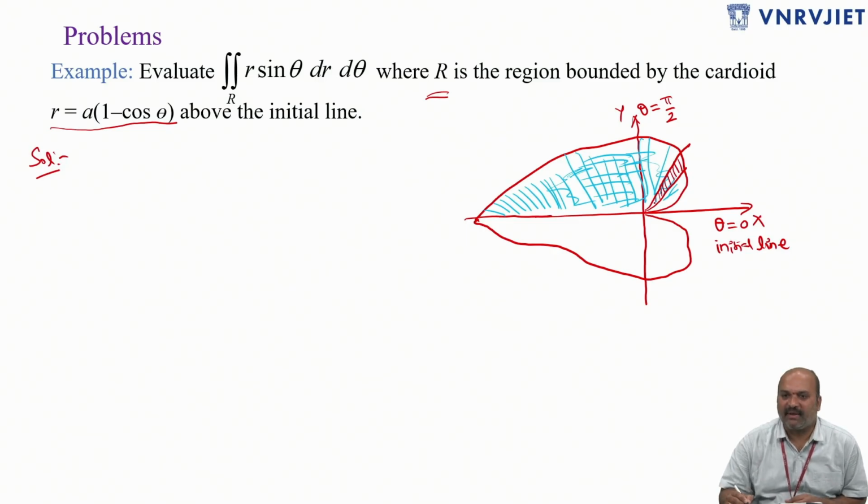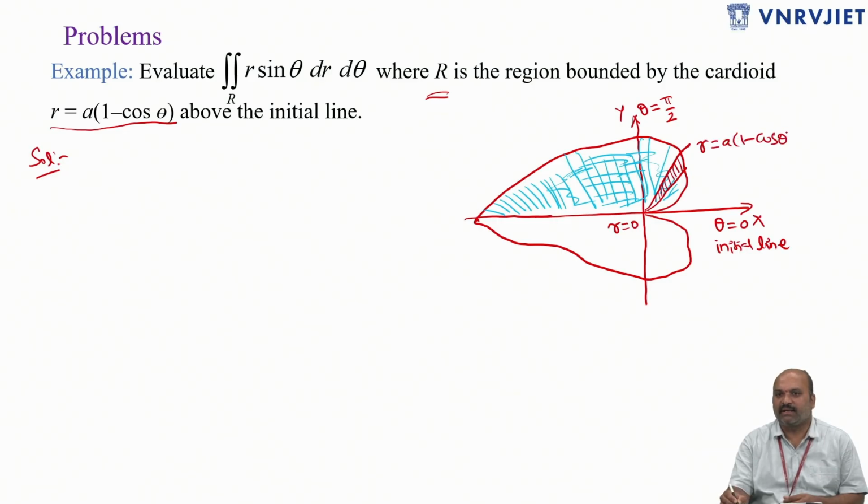Where does the strip have its ends? The lower end of the strip is at the pole. What is the pole? Pole is r equals 0. A point's distance from the pole is called r, so the distance of the origin from the origin is 0. So r equals 0. And the distance of a point on the curve from the pole is represented by the cardioid, r equals a into 1 minus cos theta. That means one end of the strip is moving at r equals 0, and the other end of the strip is moving on the curve r equals a into 1 minus cos theta.